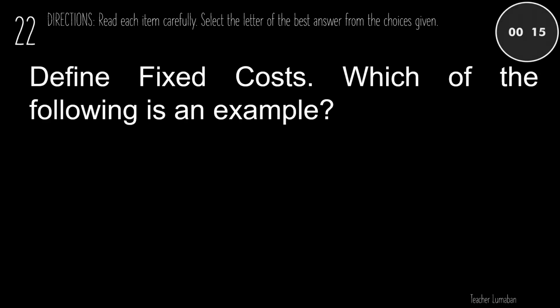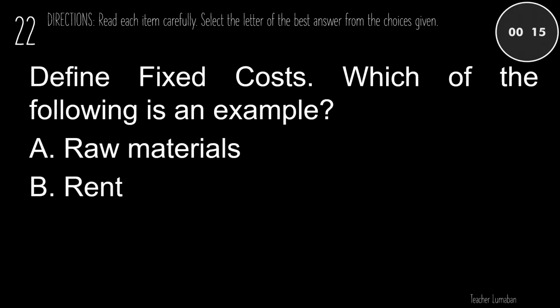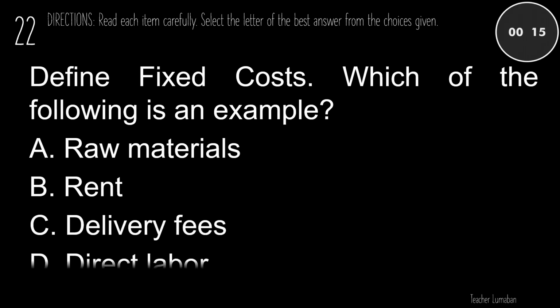Define fixed costs. Which of the following is an example? A. Raw materials. B. Rent. C. Delivery fees. D. Direct labor.